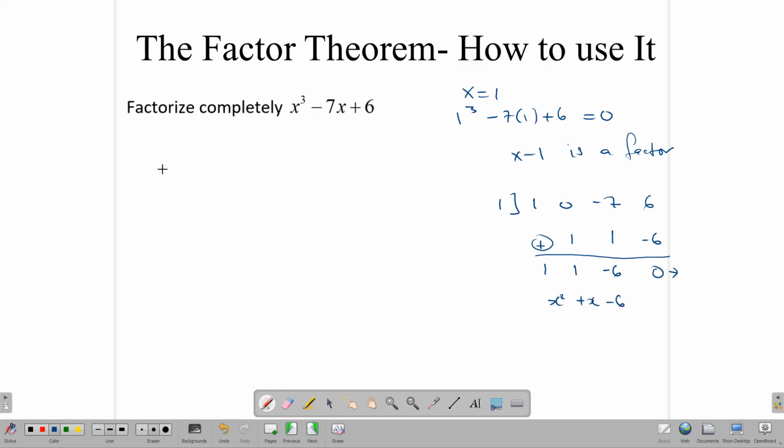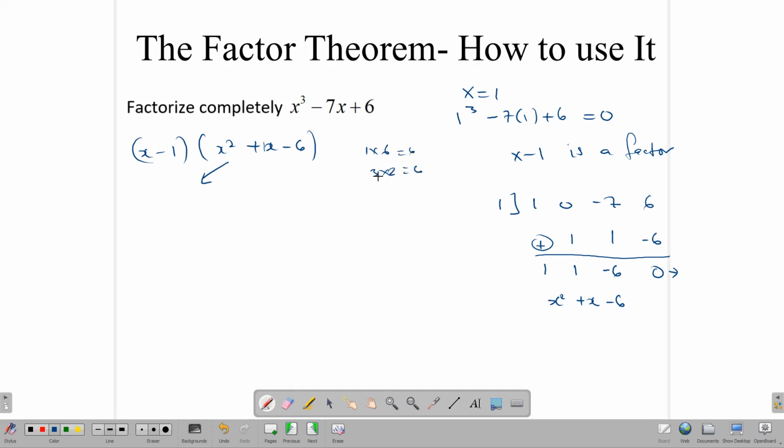So we can say now that x cubed minus 7x plus 6 can be rewritten as x minus 1 multiplied by our quotient, which is x squared plus x minus 6. And since we need to factorize it completely, we need to factorize this part. And this part is a quadratic. We can factorize it by breaking this x. This is a 1x. So 1 times 6 is 6. Also 3 times 2 gives us 6.